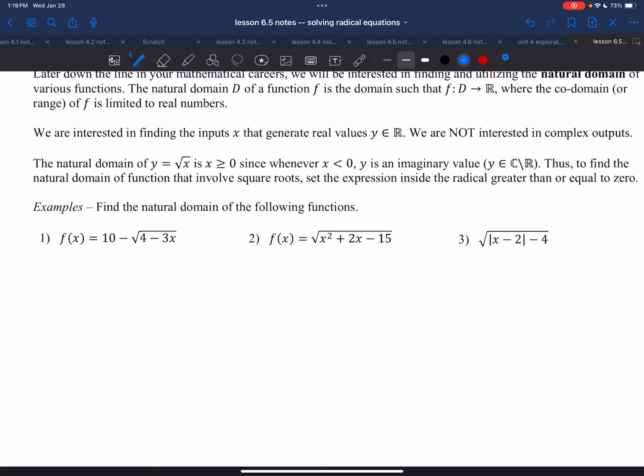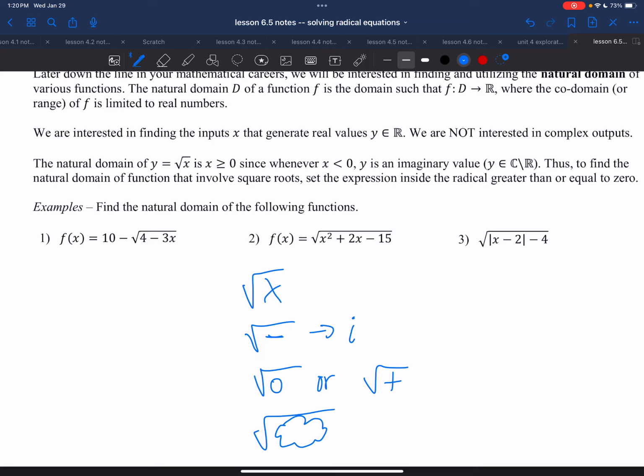You just set the inside more than or equal to 0, because here's why, right? Square root of x, if you take the square root of a negative, this leads to an imaginary result. That means I need to take either the square root of 0 or the square root of a positive number. So whatever expression, I'm going to make a little cloud here, the square root of cloud, the thing that's inside there, the cloud, needs to be positive or 0. And you can represent that by writing an inequality, saying that cloud is greater than or equal to 0.